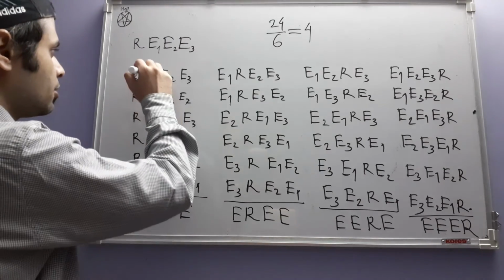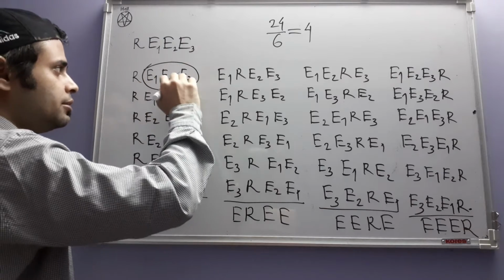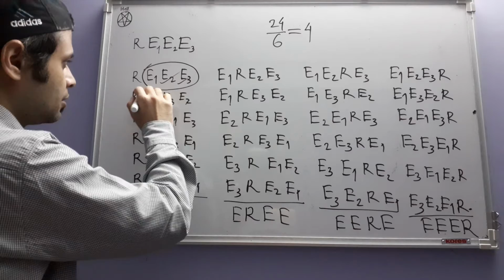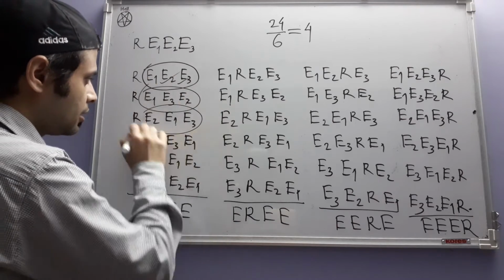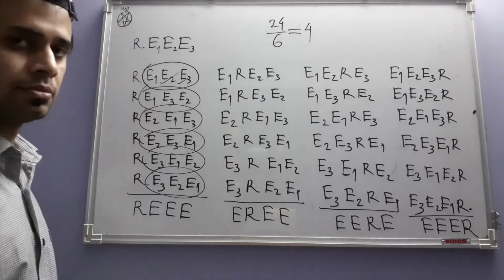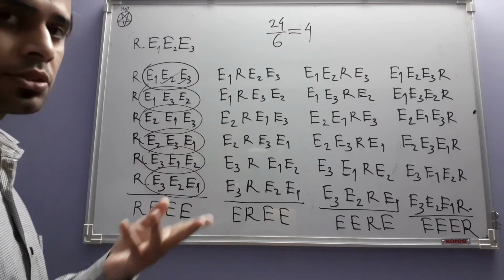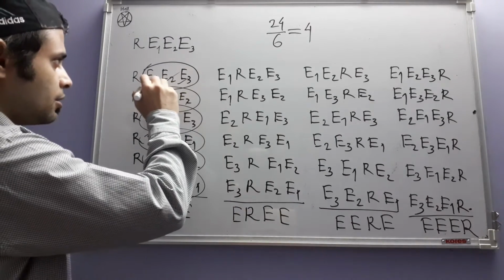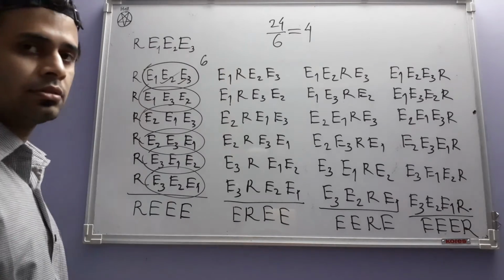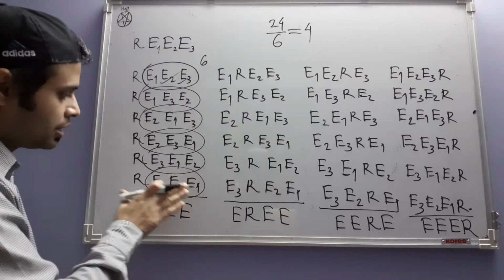That is happening because we have decided to treat these E's as different, and then what happens? We are considering the arrangements that they can have among themselves. Okay, the number of such arrangements is what? The number of permutations of 3 distinct objects is 6. That's why we are counting 6 times.